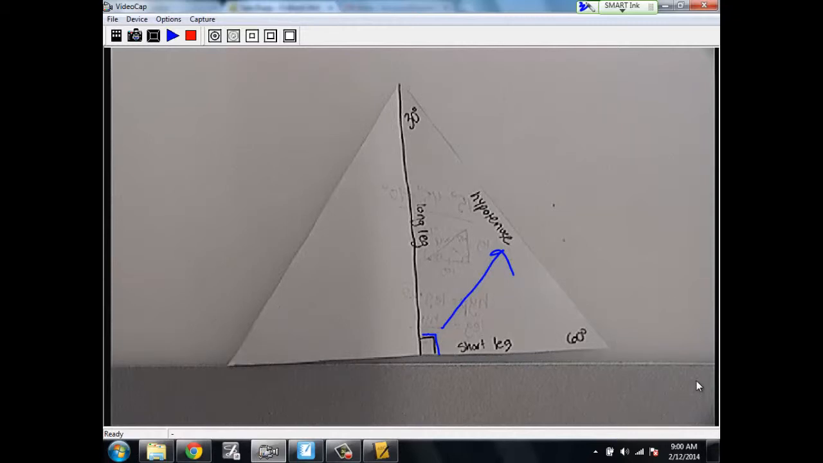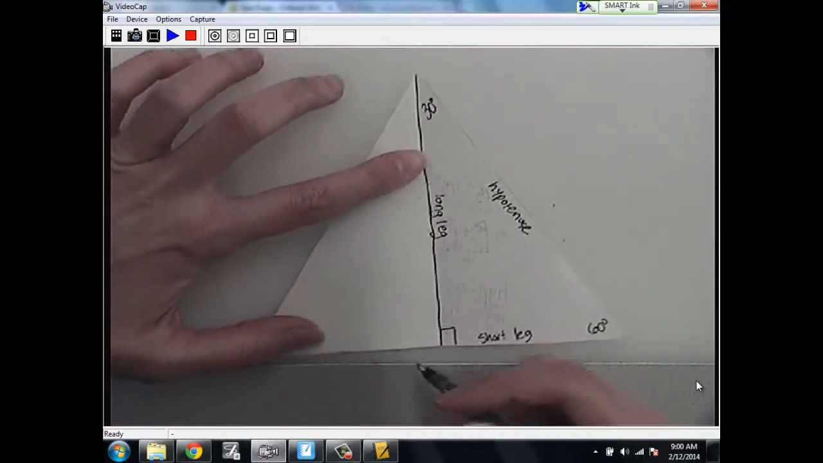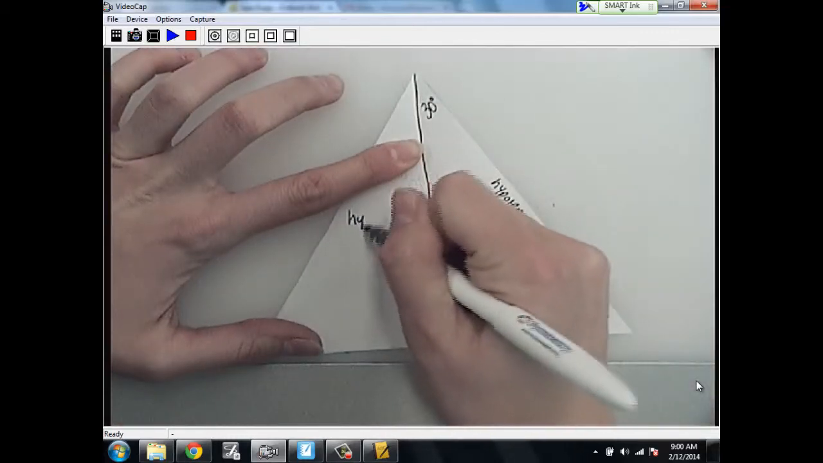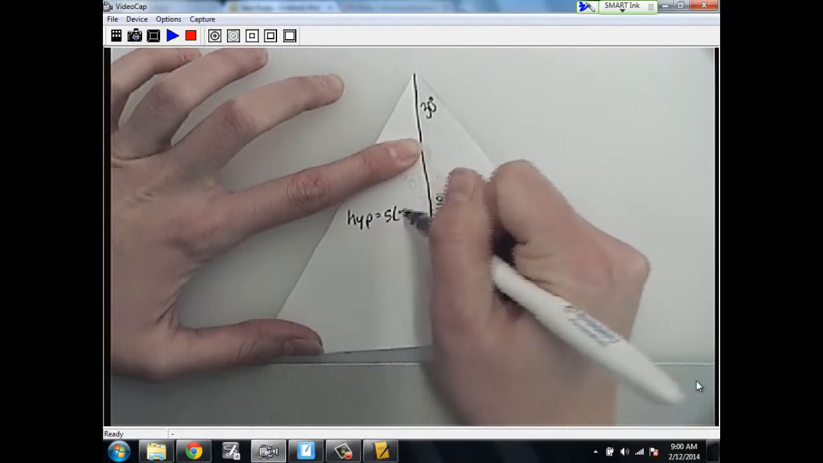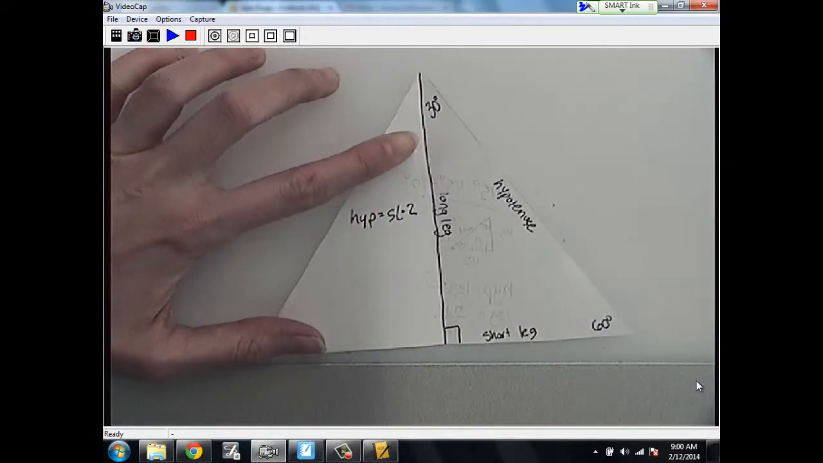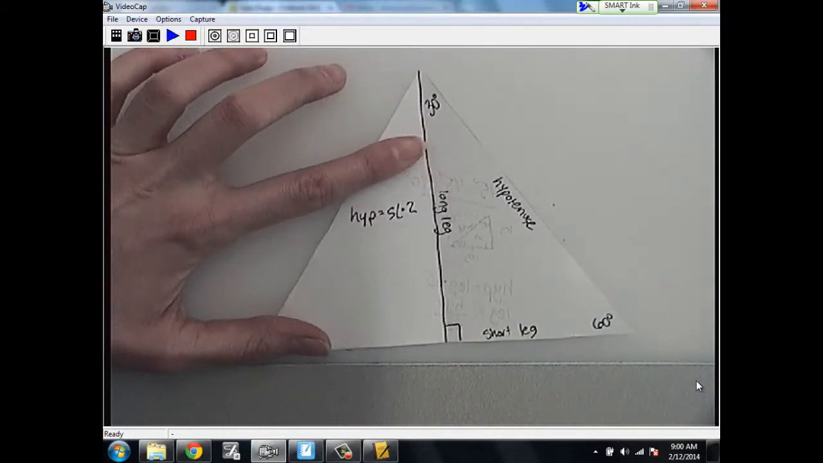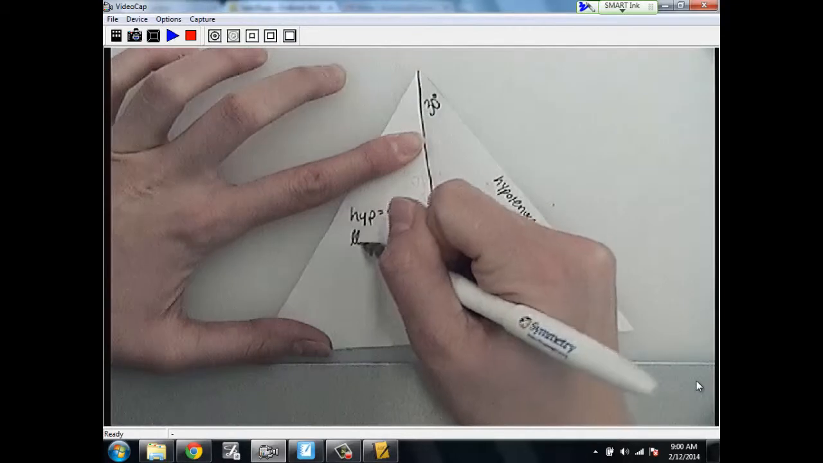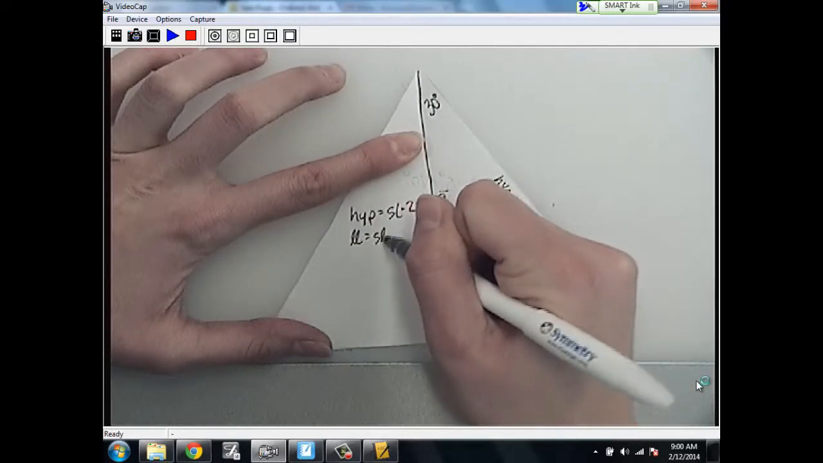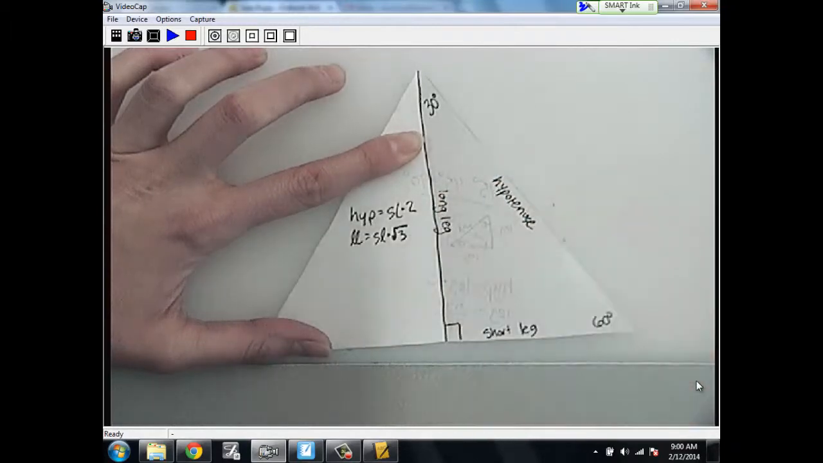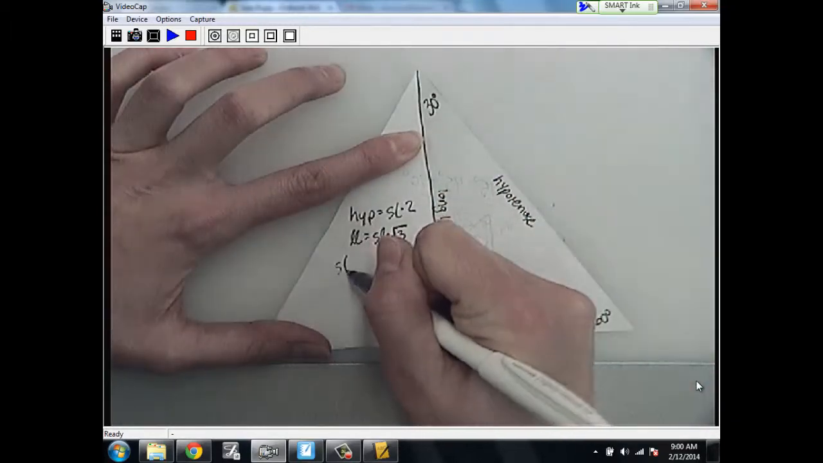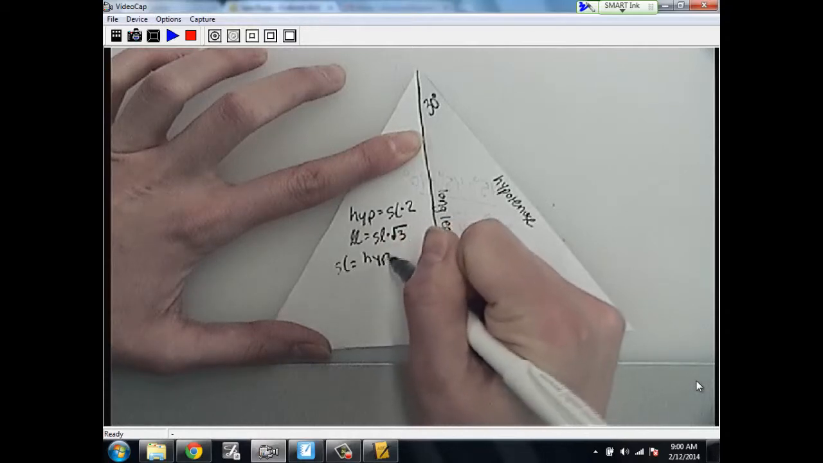Oh, cool. Okay. So let's build on this. We have a couple rules here. To solve for the hypotenuse, it takes our short leg times 2. So the short leg times 2. The long leg equals the short leg times the square root of 3. The short leg equals the hypotenuse divided by 2.